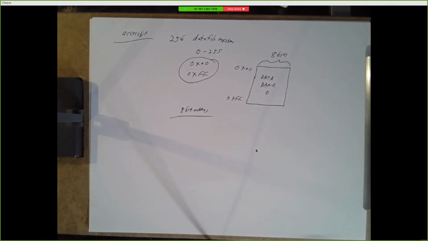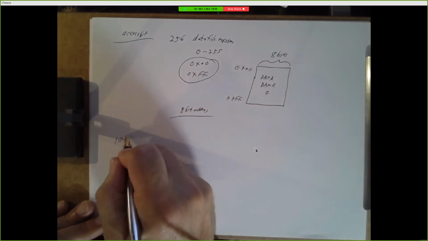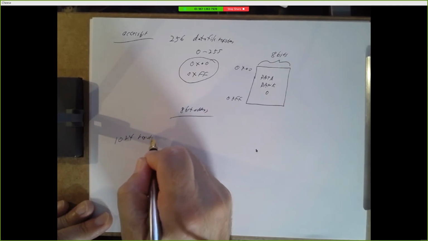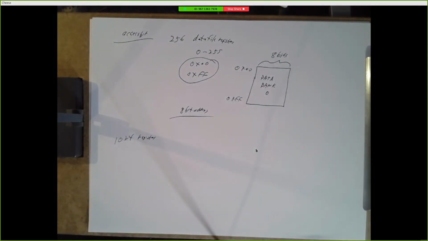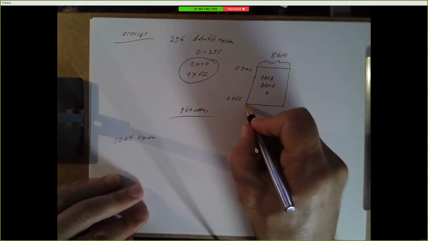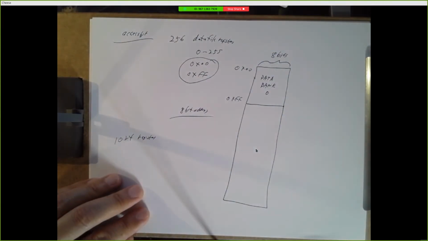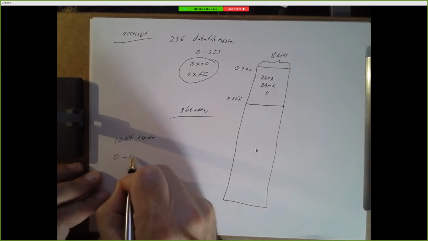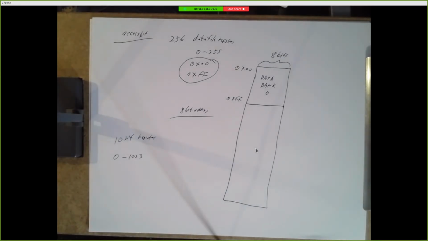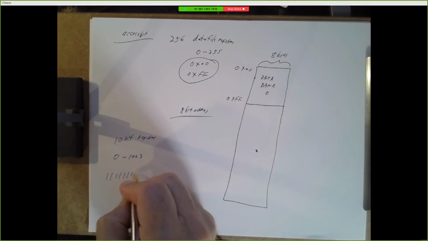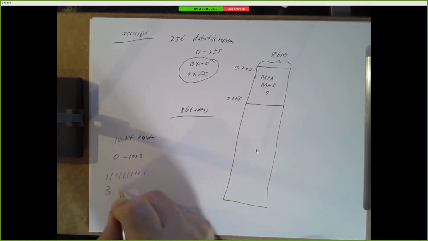Okay, but here's where it gets tricky. There are other versions of the PIC processor that have more than 256 file registers available. There's a version of the PIC processor that has 1024 registers available. Well, 1024, that's 4 times bigger. The addresses go from decimal 0 through 1023. Well, what does 1023 look like in binary? It's 10 ones. What does that look like in hex? It's 3FF.